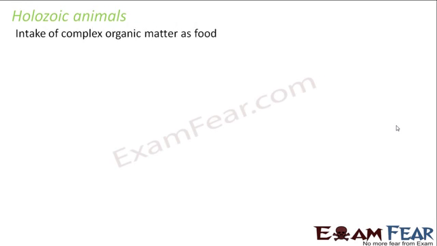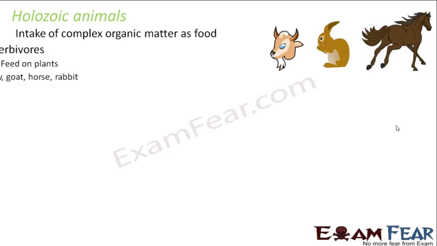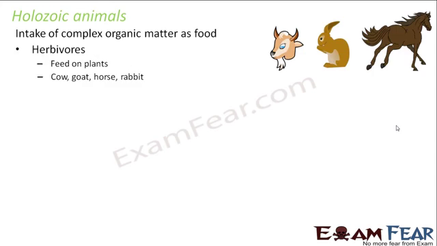So let us now talk about the holozoic animals, because in the holozoic group also we have a variety of animals. It is not only the human beings. Most of the animals which we see around us are mostly holozoic. So intake of complex organic matter as food. They are also further classified into 3 categories. So now let us look at the different categories of holozoic animals.